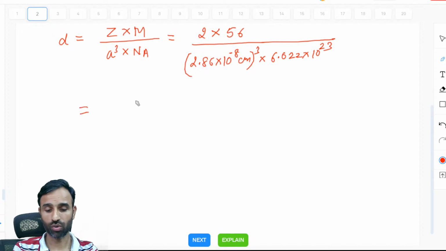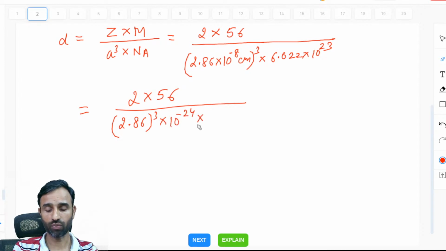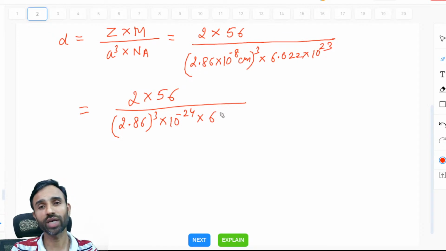So it is 2 into 56 divided by 2.86 cube 10 raised to power minus 24. 6.022 take it as 6 into 10 raised to power 23.